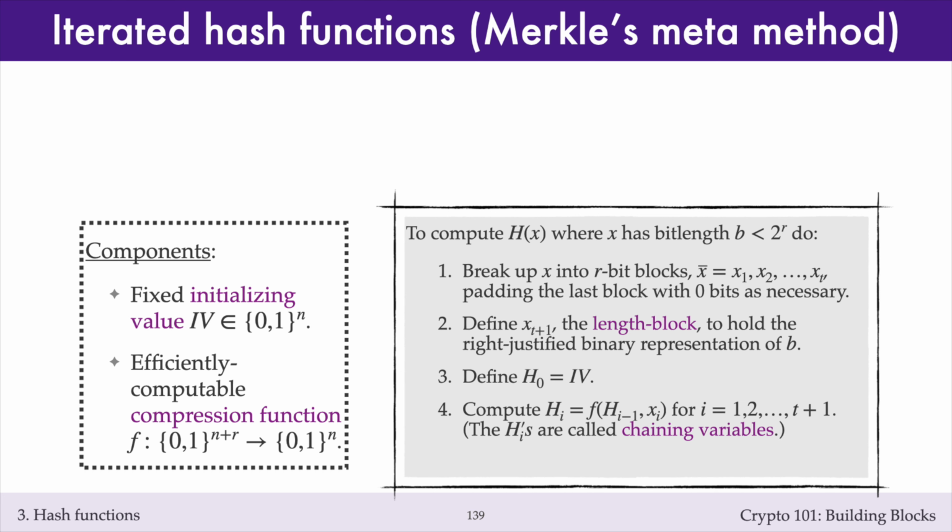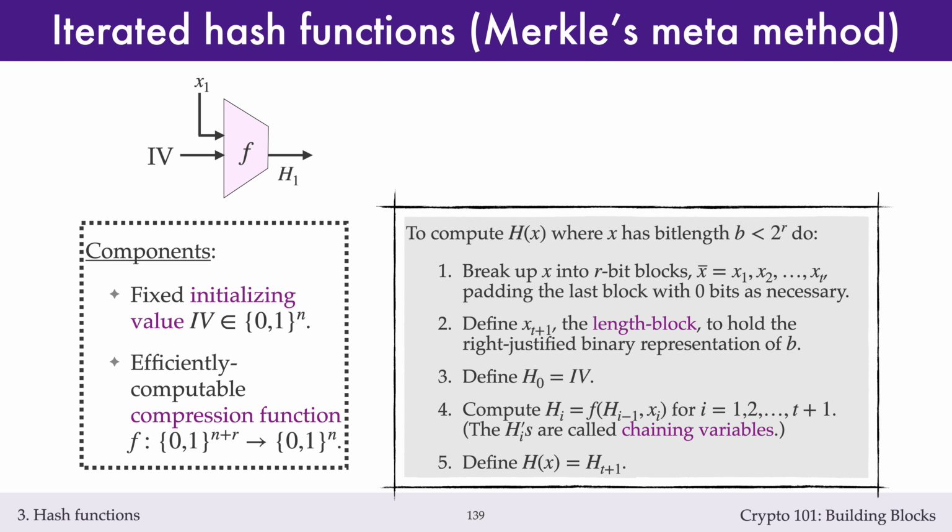Next, we'll define h0 to be the IV, and we'll recursively compute hi by applying the compression function to the concatenation of hi minus 1 and the message block xi. Note that each hi has bit length n, and each xi has bit length r. The input to f has bit length n plus r, whereas its output is n bits long. The hi are called chaining variables. Finally, we'll define the hash of the message x to be the last block ht plus 1.